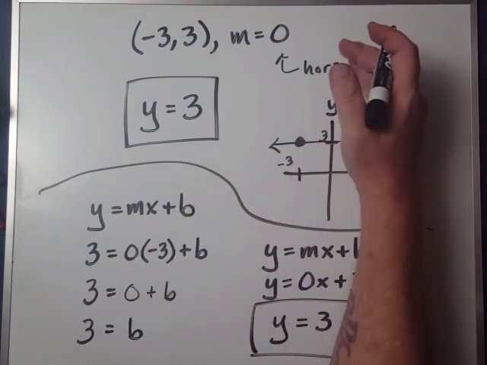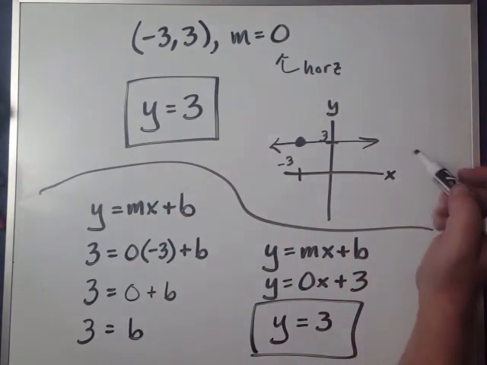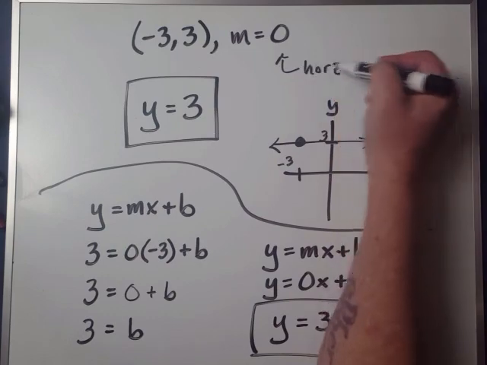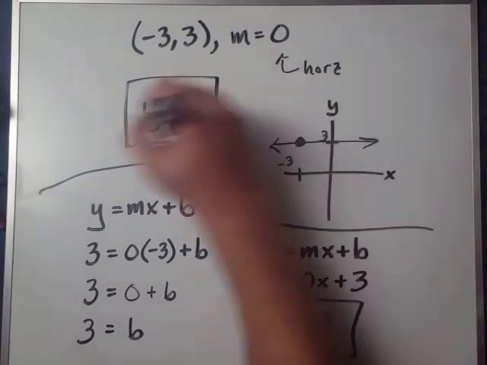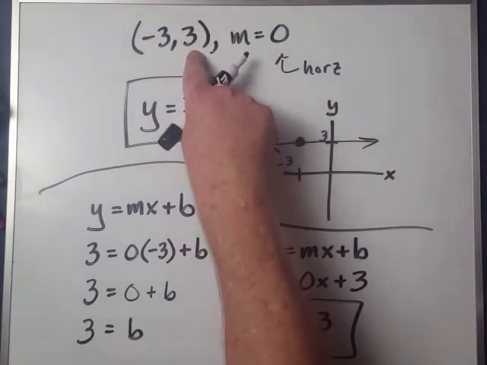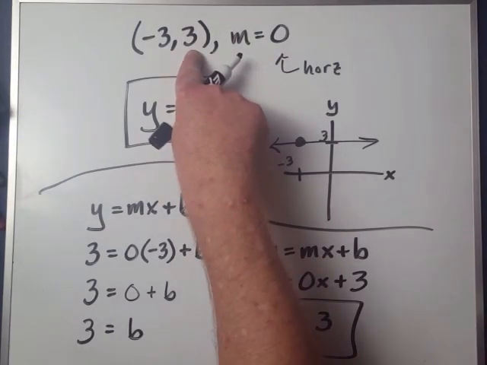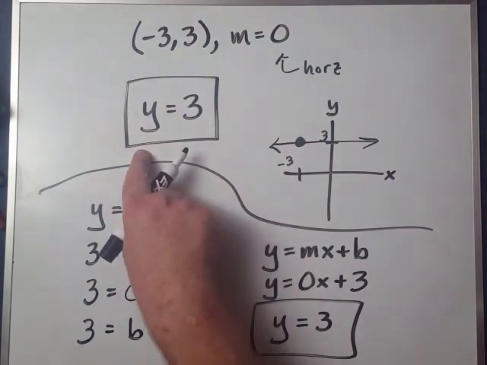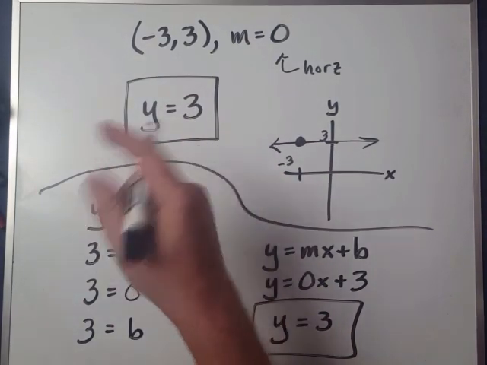When it comes to vertical and horizontal lines, though, it is so much easier just to say, this is a horizontal line, and on this horizontal line, all of the y-coordinates must be the same. They've got to be the same as this original point. All the y-coordinates have to be 3. Y is 3, and be done with it.